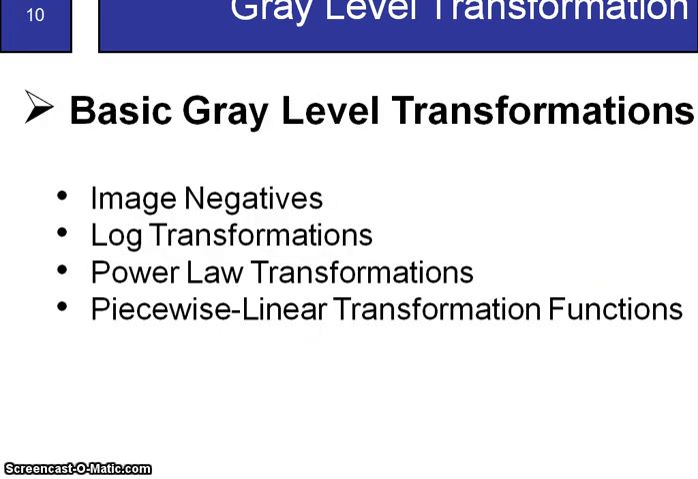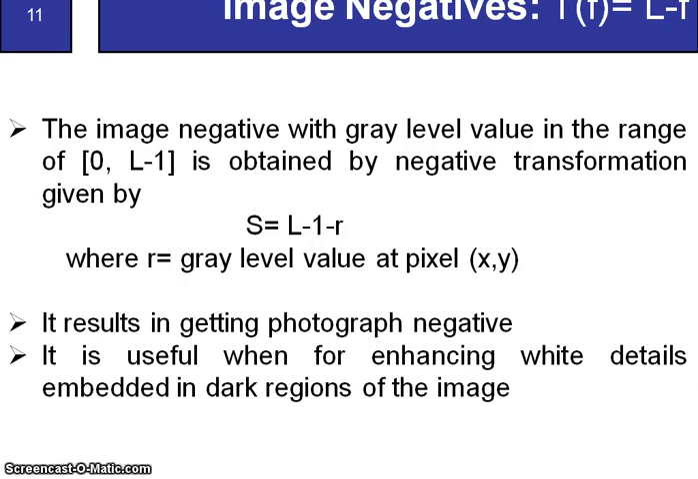These are certain examples of gray level transformation: image negative, log transformation, power law transformation, and piecewise linear transformation functions. The first one is the image negative. The equation for that is S = L - 1 - R, where S is the processed image and R is the original image.